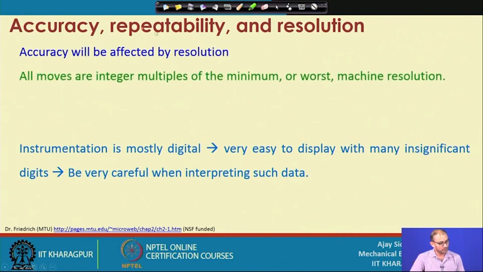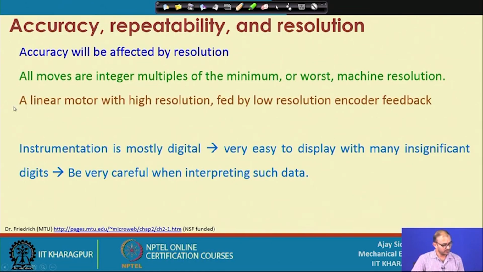Now, how are all these parameters and characteristics connected with each other? The accuracy will be affected by the resolution. So, now we can see how this works: all moves are integer multiples of the minimum, or the worst, machine resolution. We can define the system resolution in terms of the worst resolution. Now, this is a linear motor with a high resolution fed by a low resolution encoder feedback, which is what we have seen in the earlier slide.